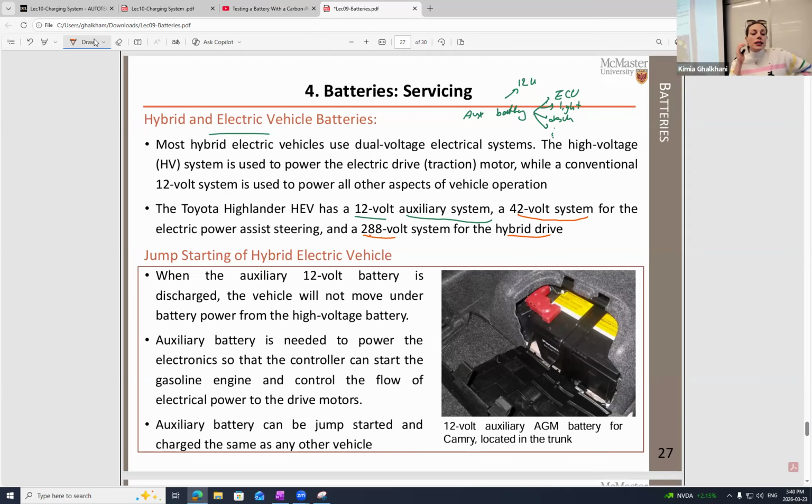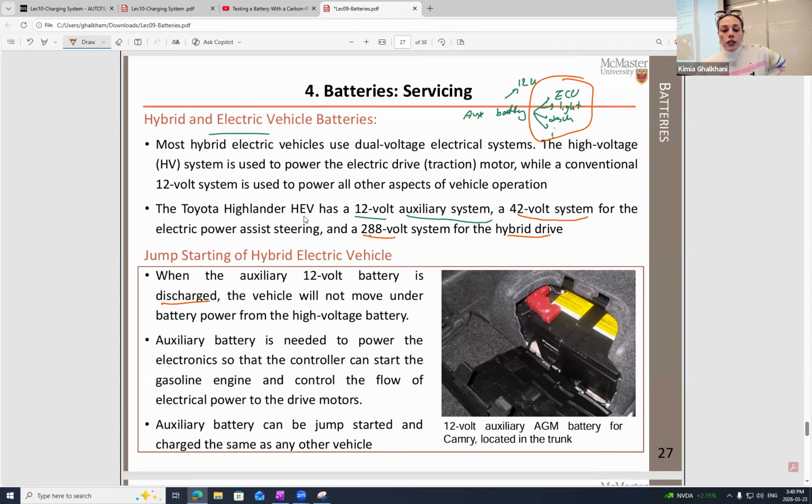Now, I introduced this one to explain this one. In cases where your aux is discharged, you can only jump start your aux. Very similar method, but you are going to jump start the aux, because if the aux is not working, you don't have access to the ECU. That's how you do it.